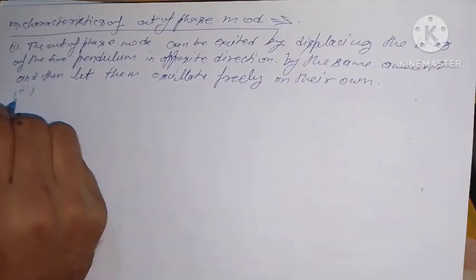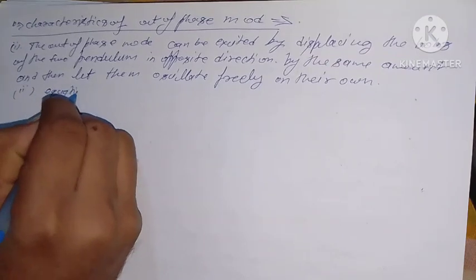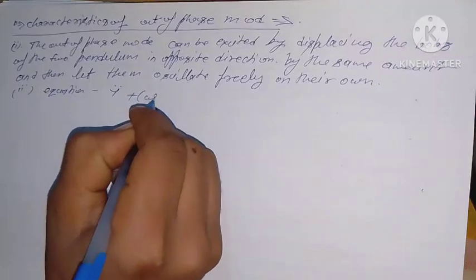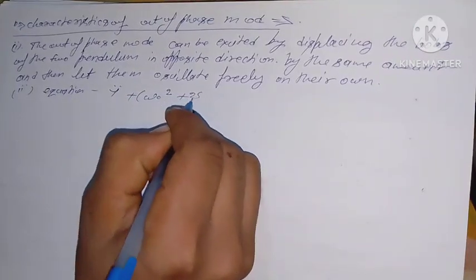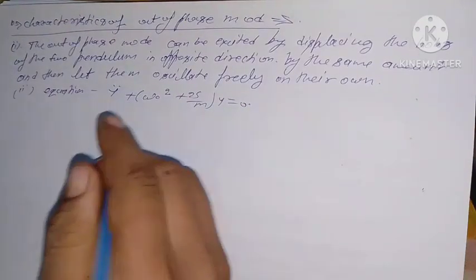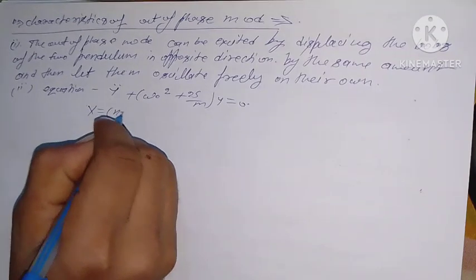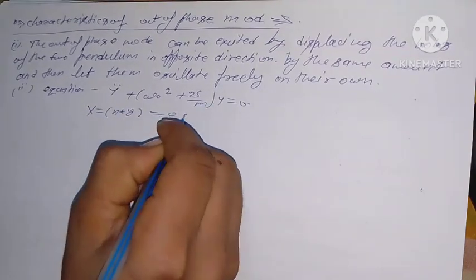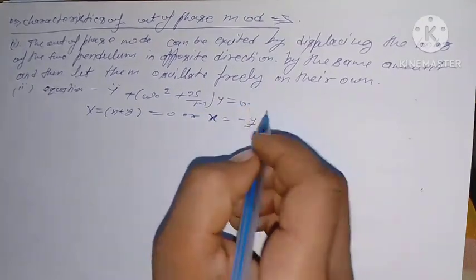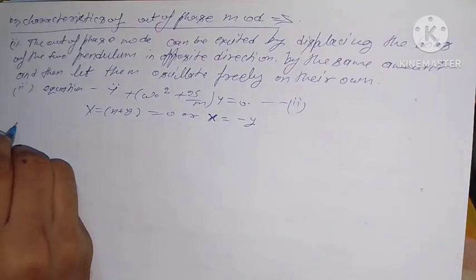Second point. The equation of the out of phase mode is the double derivative of y plus (omega naught square plus 2s by m) into y equal to 0. It describes the oscillatory behavior of the system when x plus y equal to 0, or x equal to minus y. Okay, this is equation number second. Okay, third point.